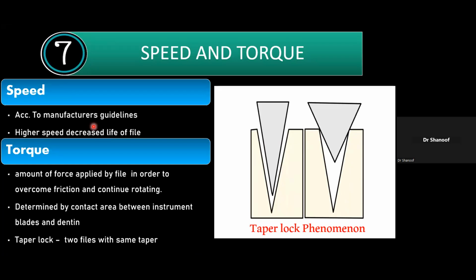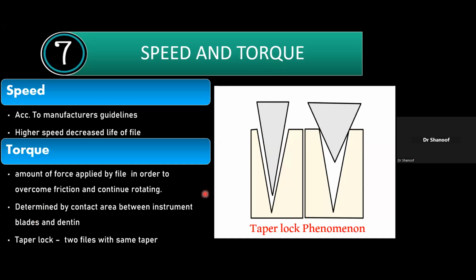Next is speed and torque. Speed of rotary files should be according to the manufacturer's guidelines. If you increase the speed, the life of the file will always reduce. Coming to torque, torque is the amount of force applied by the file on canal walls to overcome the friction by canals. When a file is rotating in the canal, there is always a force acting against the file, that is the friction due to the canal walls. So torque is the force applied by the file to overcome this friction. This is determined by the contact area between the instrument blades and dentin.